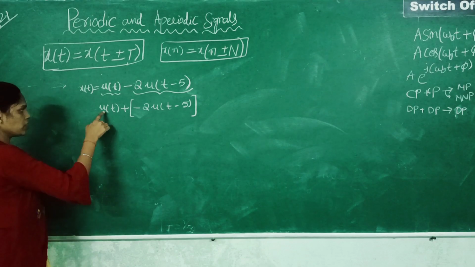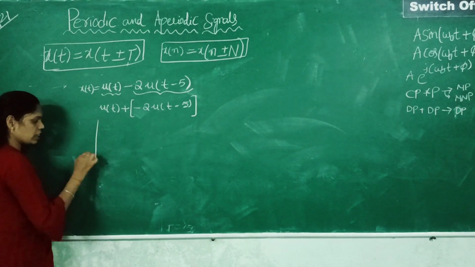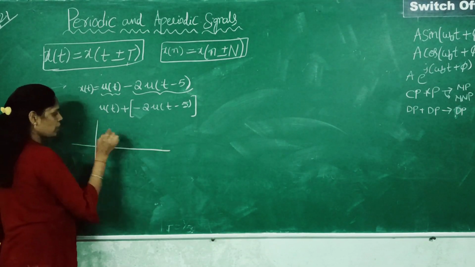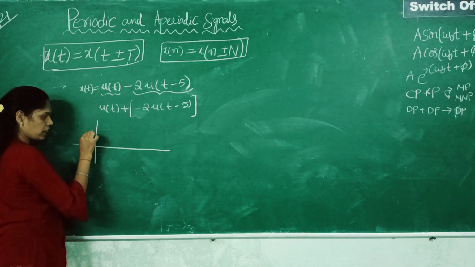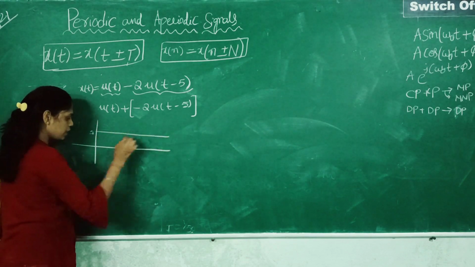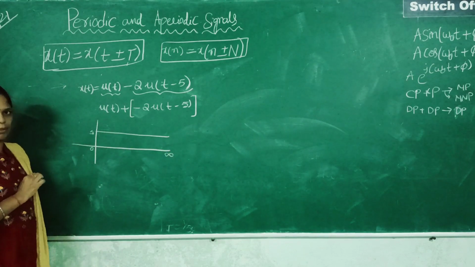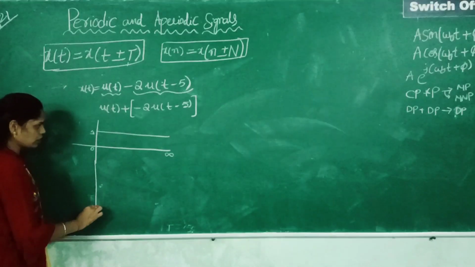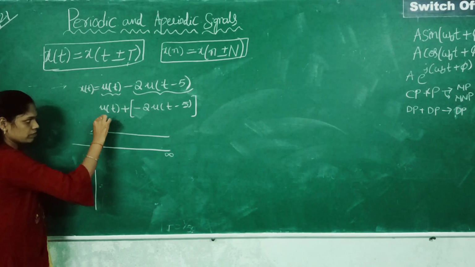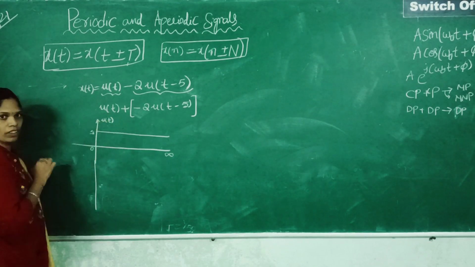I am drawing the signal u of t. u of t is nothing but the unit step signal having amplitude 1, with the limits 0 to infinity. This is nothing but the u of t signal.